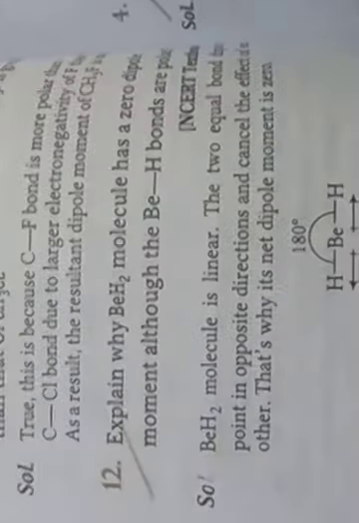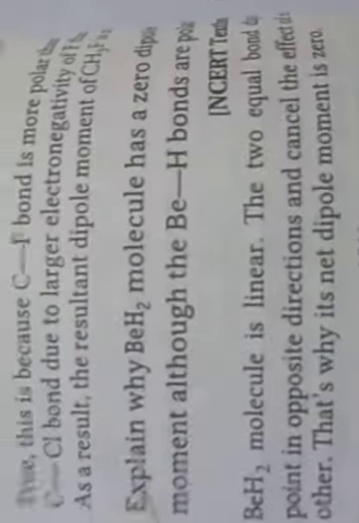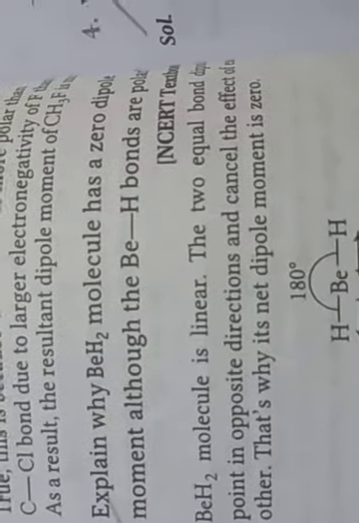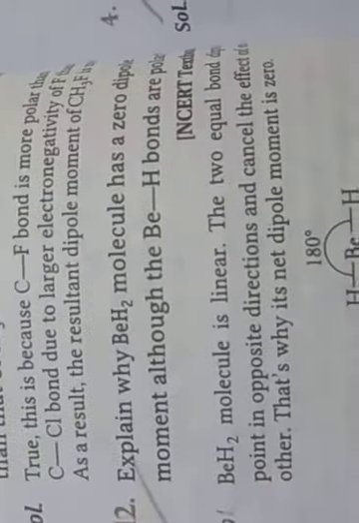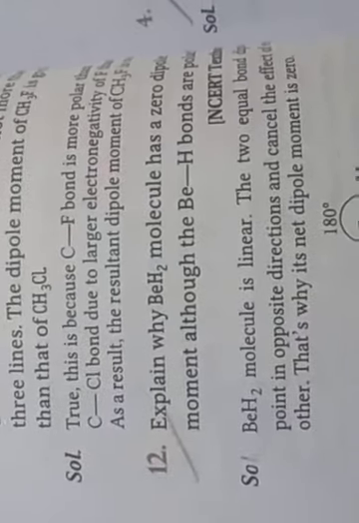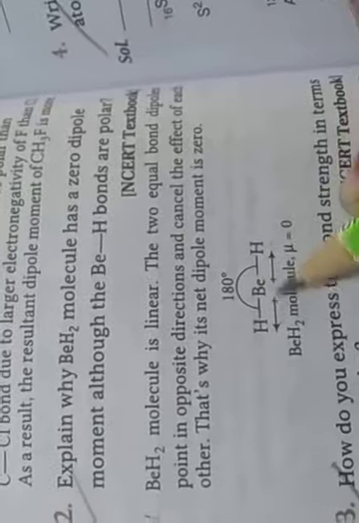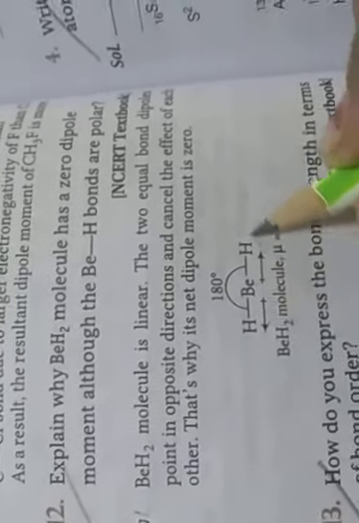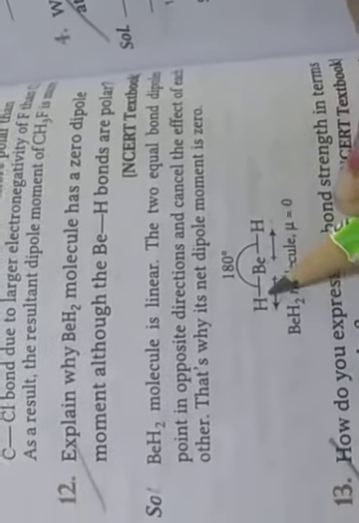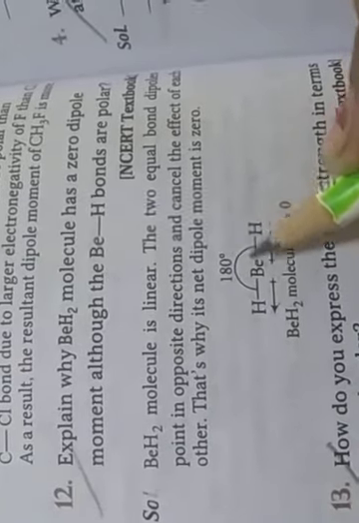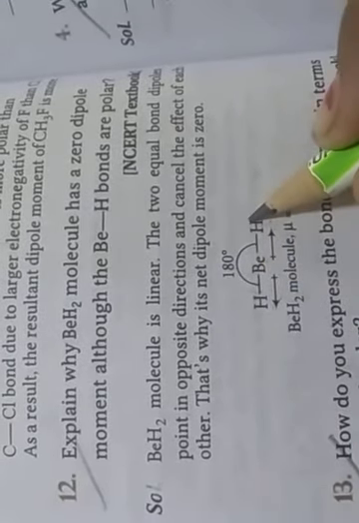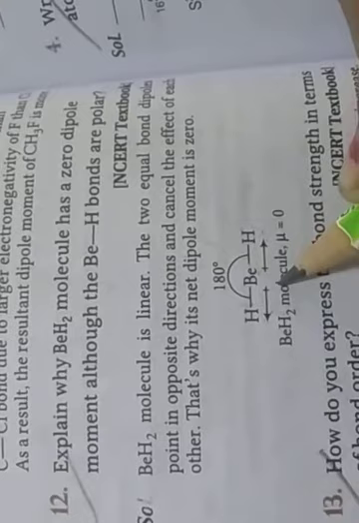The next question is: explain why the beryllium hydride molecule has a zero dipole moment although the beryllium hydrogen bonds are polar. This is beryllium hydride, with Be attached to hydrogen on both sides. The beryllium hydride molecule is linear, so the two equal bond dipoles point in opposite directions and cancel the dipole effect.